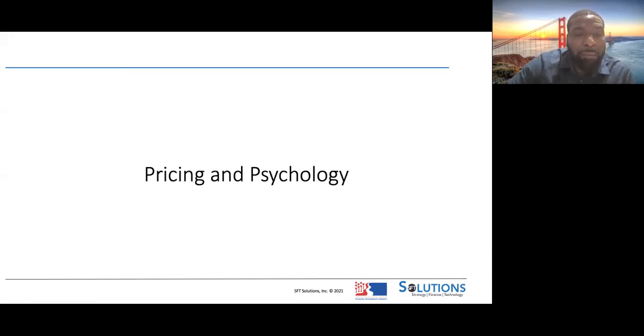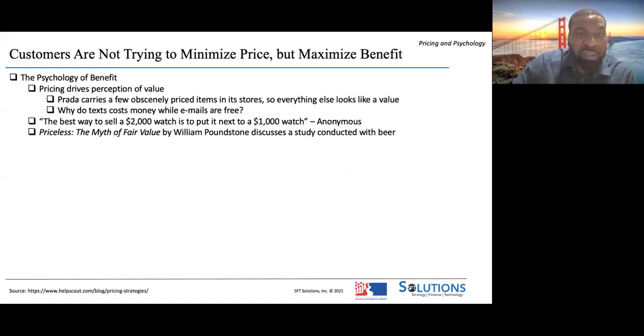All right. And so we've talked a lot about value-based pricing as opposed to cost pricing. And I want you guys to understand that customers are not trying to minimize price, they're trying to maximize benefit, right? There's some value above and beyond the cost of whatever it costs the entrepreneur to deliver that product that the customer is willing to pay. And the more value that you create, or the more value that you can convince the consumer that you created, the more you can charge.